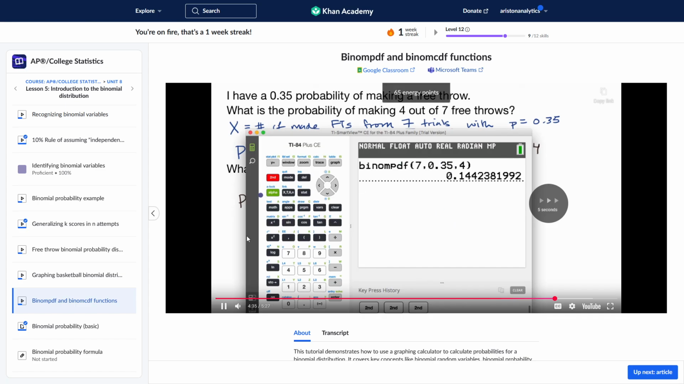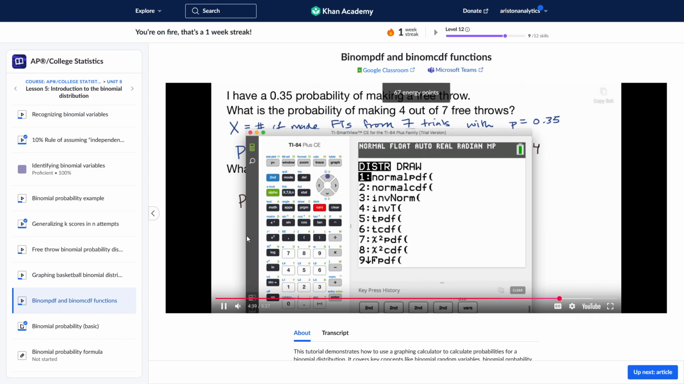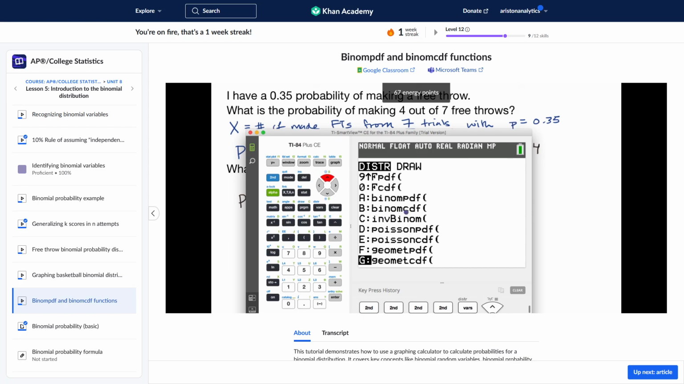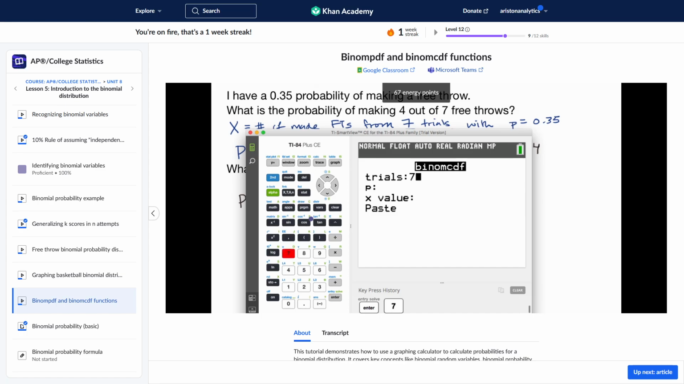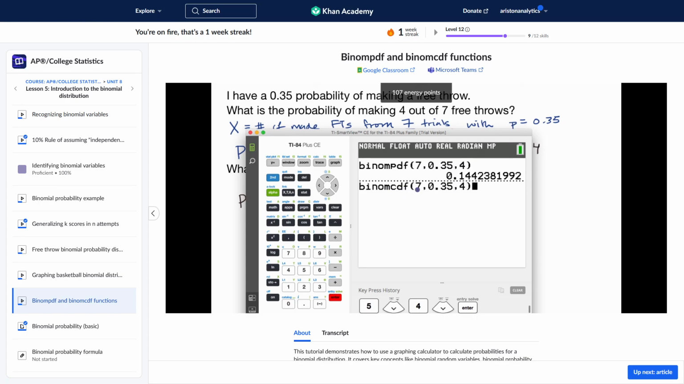random variable. So once again, I can go to second distribution. I'll scroll up to go to the bottom of the list. And here you see it, binomial cumulative distribution function. So let me go there, click enter. And once again, 7 trials. My p is 0.35. And my x value is 4. But now the earlier one gave me the probability that my binomial random variable equals 4. This is going to give me the probability that I get any value up to and including 4. So this should be a higher probability. And there you have it.